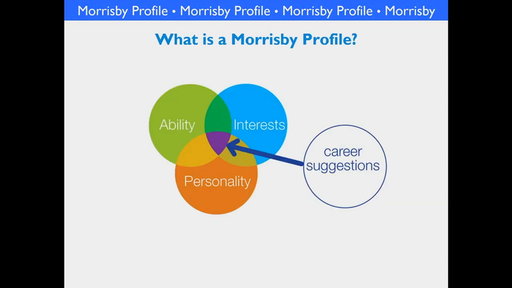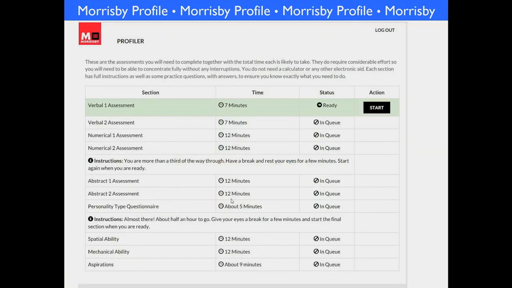So the kind of information we collect, well, it's 3 main areas: looking at abilities or aptitudes, their career interests, and their personality. And it's this information that Morrisby then blend to generate the career suggestions.